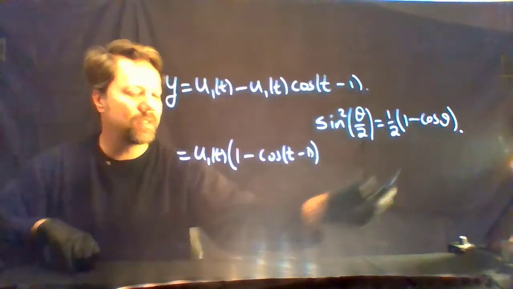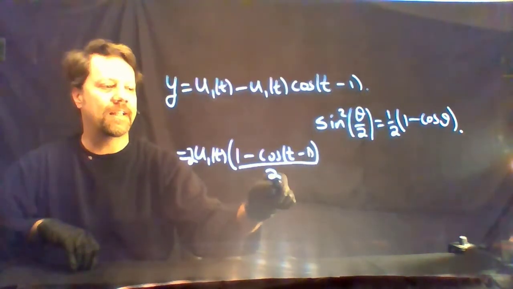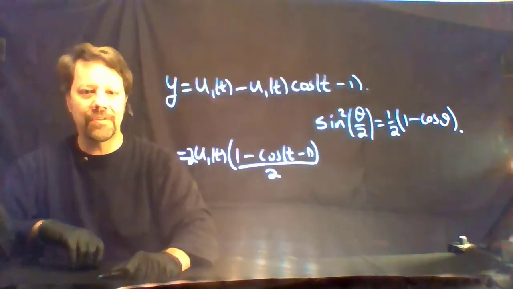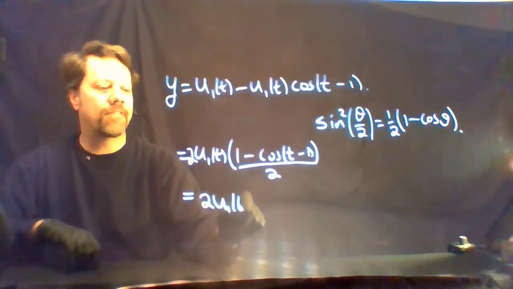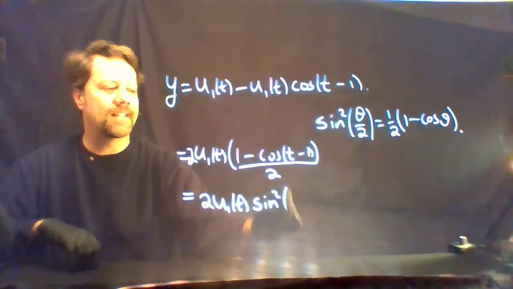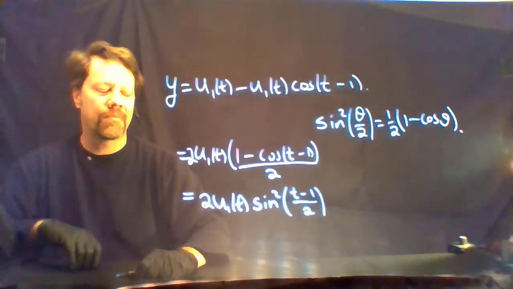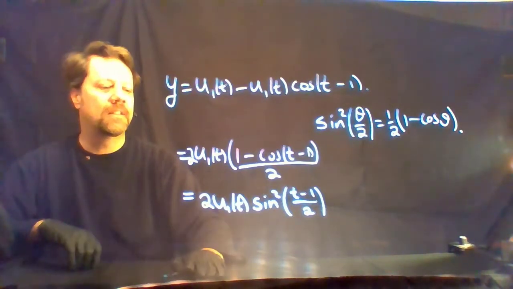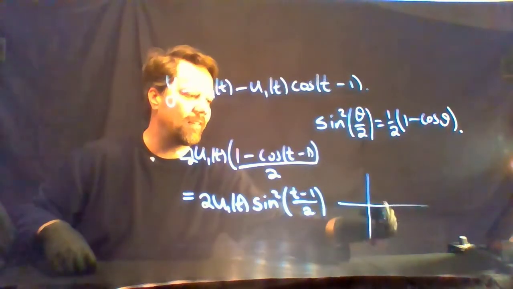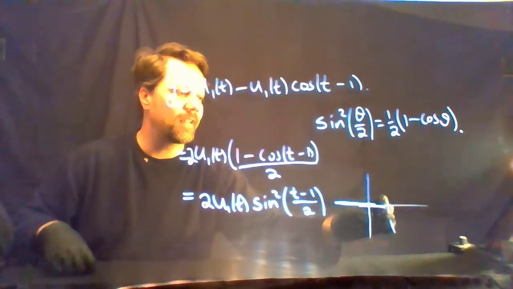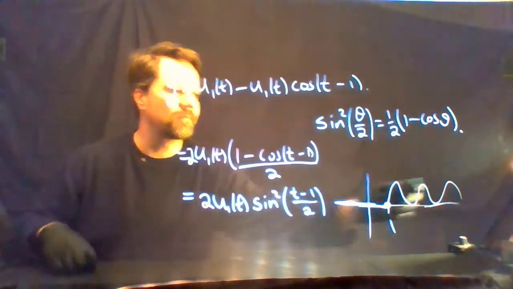That's almost like the right-hand side here. To make it exactly like the right-hand side, we need a divided by 2 here, and we'll pay for it with the 2 out front. And so this gives us twice a unit step function times the sine squared of t minus 1 divided by 2. So this function is off until t equals 1, and after that it starts a pattern like this. If this is 1, it does nothing until it gets there, and afterwards it takes off like this.